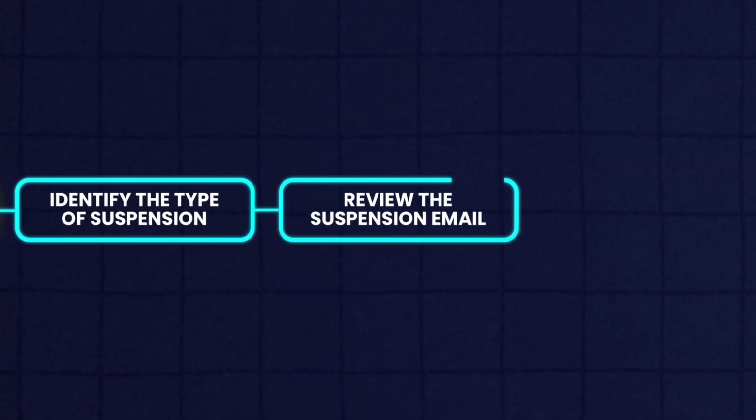How do you check? Search for your business on Google Maps. If it appears but you can't access the backend, it's a soft suspension. If it's completely gone, it's a hard suspension. Step 2. Review the suspension email. Check your email notification from Google. Sometimes they'll give you specific information about why you were suspended.